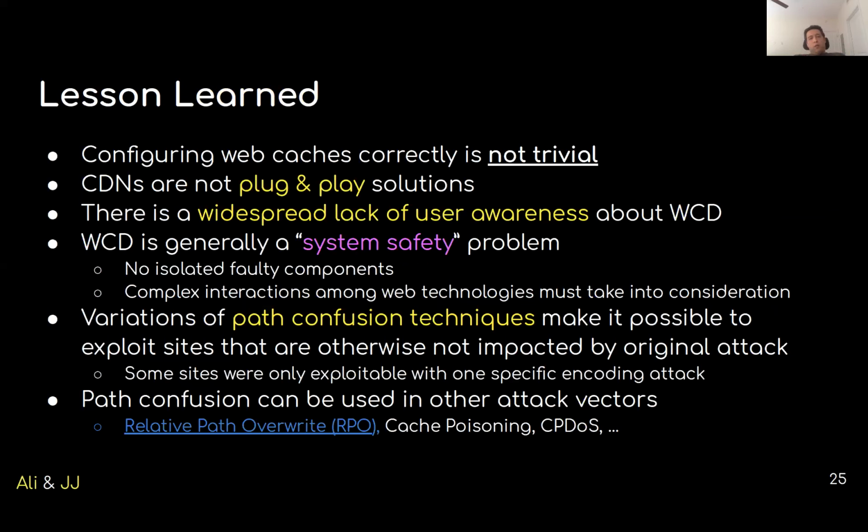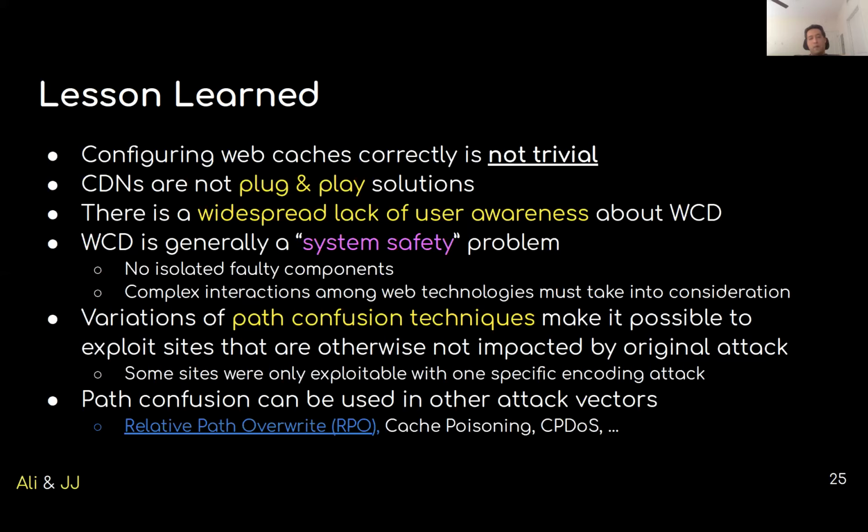One of the important things I want to conclude here, the lesson learned to conclude the presentation, is that configuring web caches, as JJ said, currently is not a trivial task. It's pretty complicated, and CDNs are not designed to be plug and play solutions. There is no widespread user awareness about web cache deception. As you can see, 3 years after publishing these attacks, there are lots of vulnerable, high-profile websites in the wild, that even in our study we detected as vulnerable, and we reported this vulnerability to them.